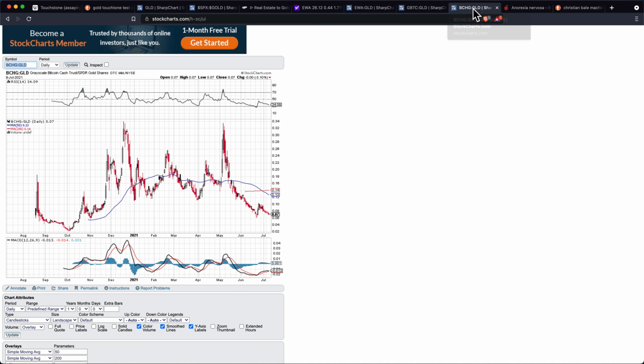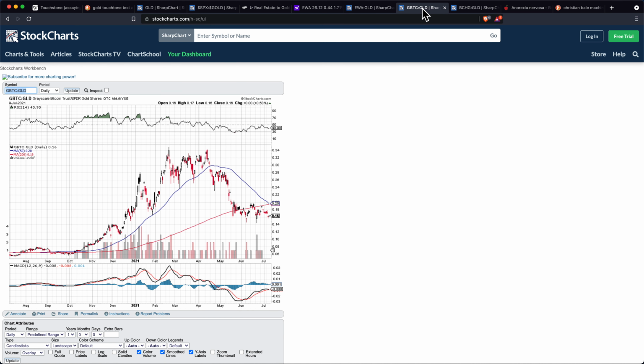I'm not buying any because I find this is a far better buy. This is far more tradable, far better buy, far more predictable. This looks a lot more predictable to me than this, honestly.